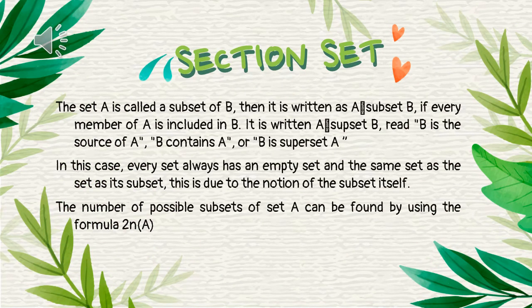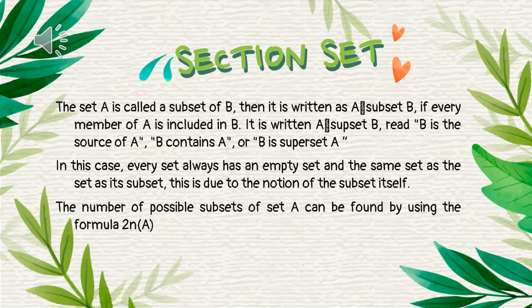Subset. The set A is called a subset of B if every member of A is included in B, and it is written A ⊂ B. Read: B is the superset of A, B contains A, or B is a superset of A. In this case, every set always has the empty set and the set itself as its subsets. This is due to the notion of the subset itself.